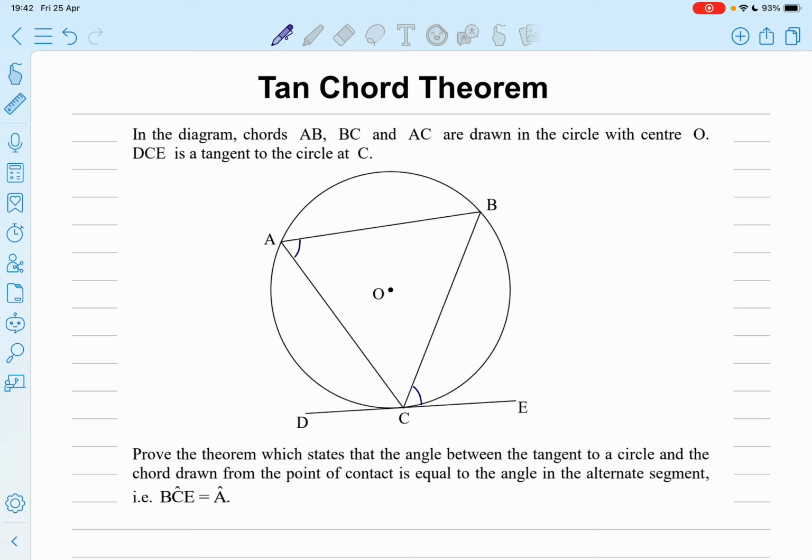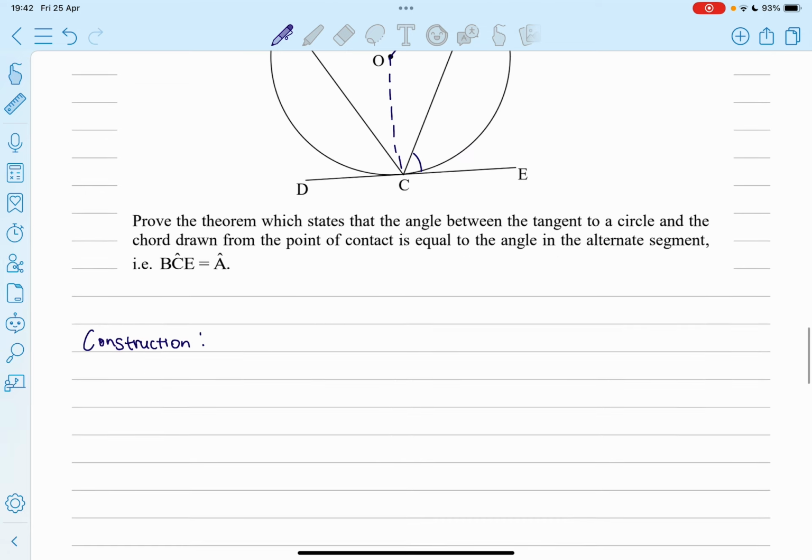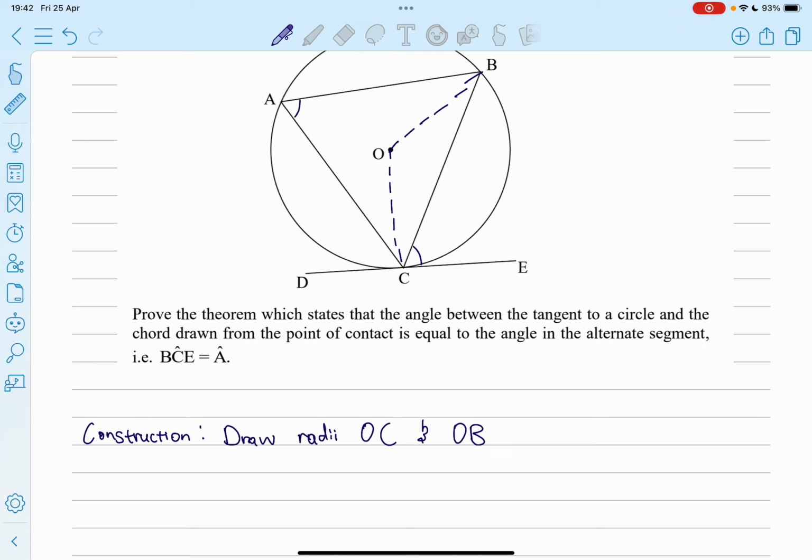So we're going to start with a construction. We're going to draw a radius from point O down to point C, and then another radius from point O up to point B, like that. So let's write that. Construction: draw radii OC and OB.